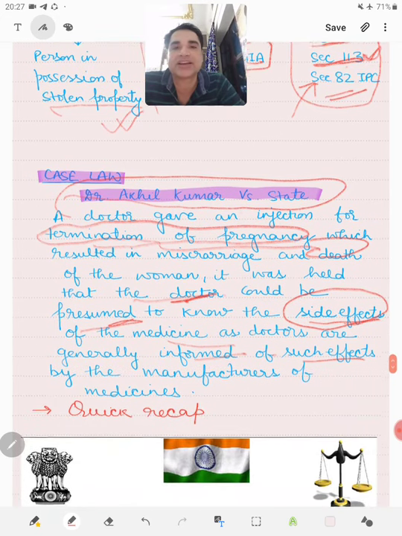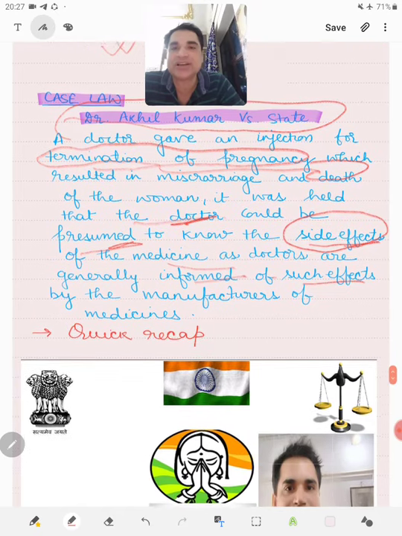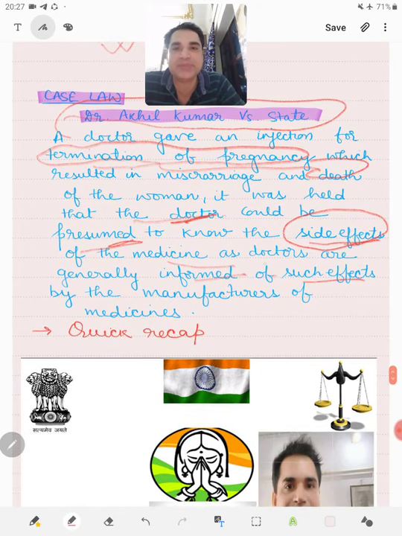Then in the case of Dr. Akhil Kumar versus State, we saw that it shall be presumed that the doctor knows the side effects of the medicines as such.